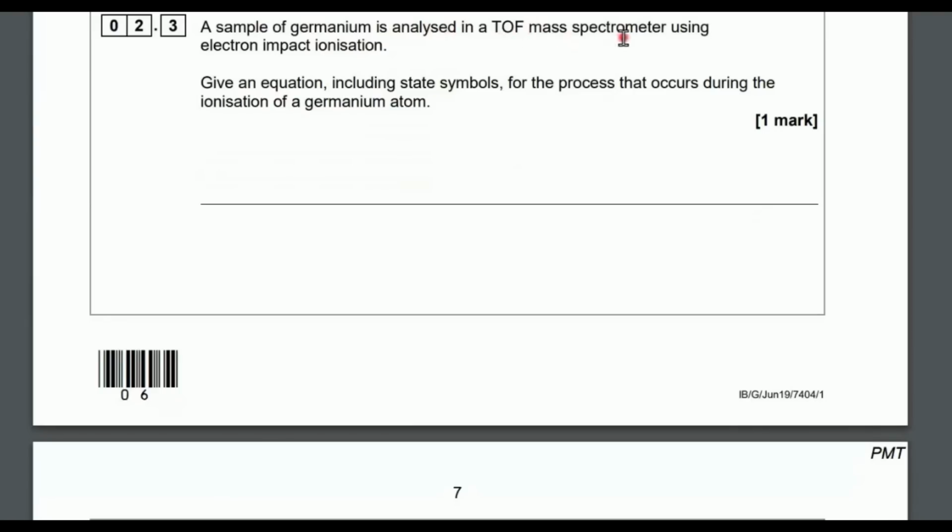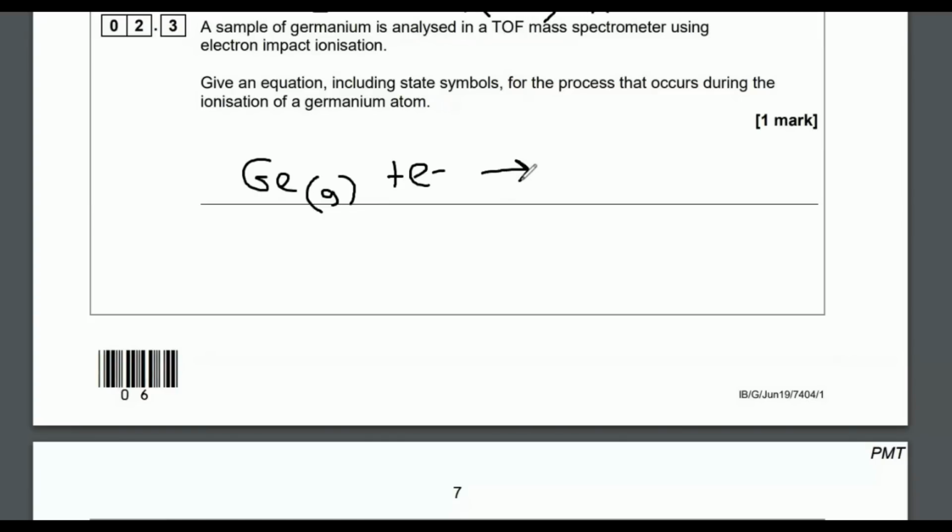Okay, 2.3, a sample of germanium is analyzed in a TOF, time of flight mass spectrometer, using electron impact ionization. Give an equation, including state symbols, for the process that occurs during the ionization of a germanium atom. Okay, so what's the symbol for germanium? It's capital G with lowercase e. It's going to be in the gaseous phase because we must vaporize them when we're going to ionize them.